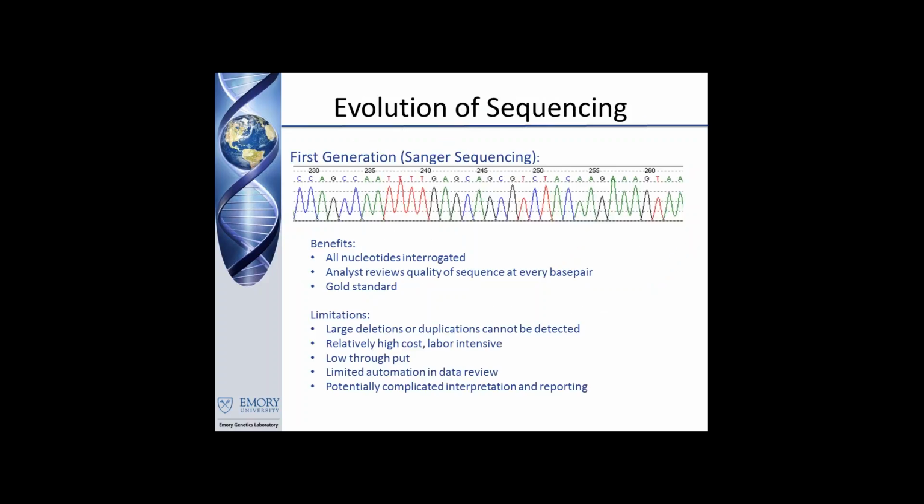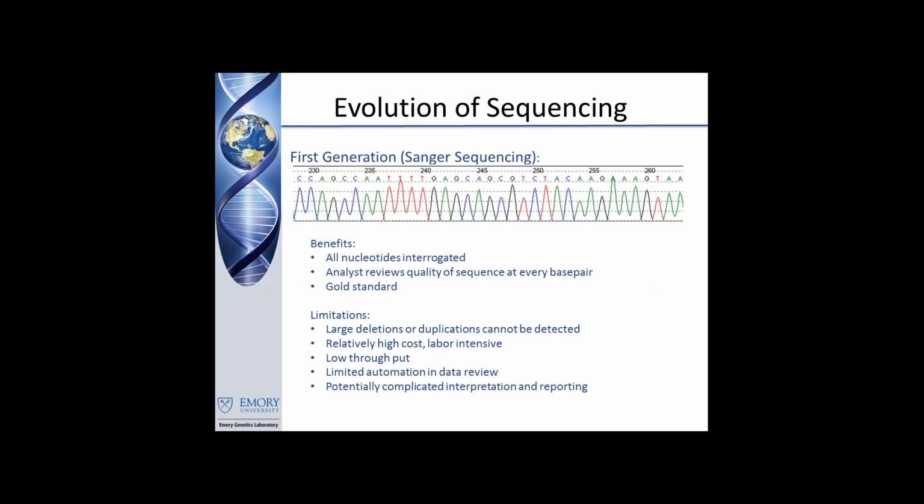So just to briefly review the evolution of sequencing. Our first generation, or Sanger sequencing, that everyone's familiar with, has its benefits. All nucleotides are interrogated. An analyst reviews the quality of sequence at every base pair, and for a long time it's been considered the gold standard, although at this point I think we can say that we're shifting to the point where NGS can be used as its own standard.